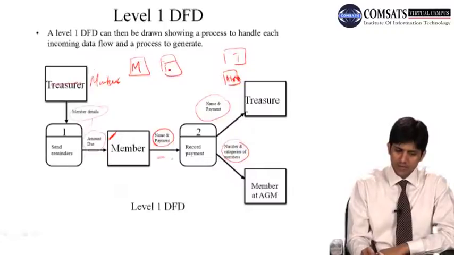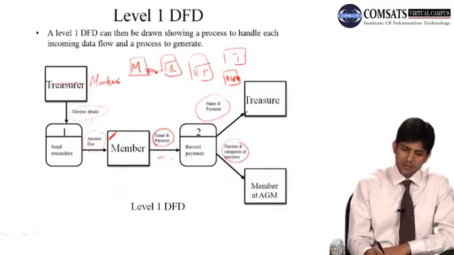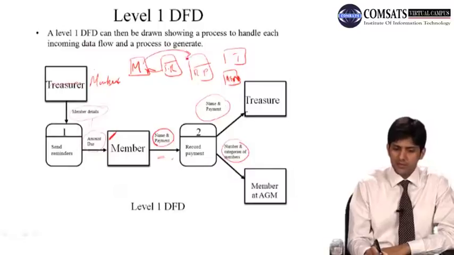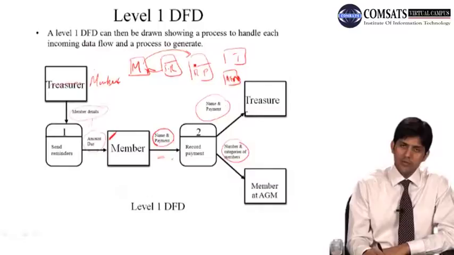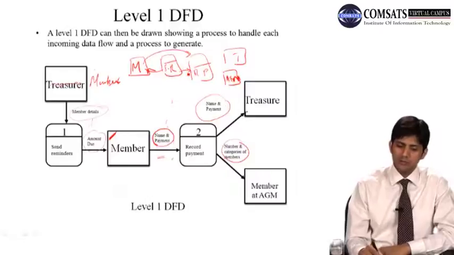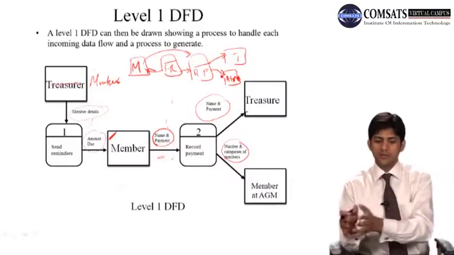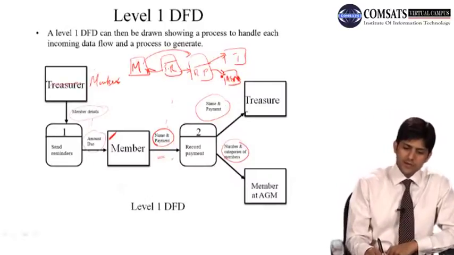One is send reminders, and the other is record payment. Send reminder is sending a reminder to the members. Members are making payment to this. Then there is one input between send reminder and record payment, where send reminder is telling this member owes this much payment, and once the payment is made, there is a notification that goes to the treasurer. And the details of the members are also going to this.